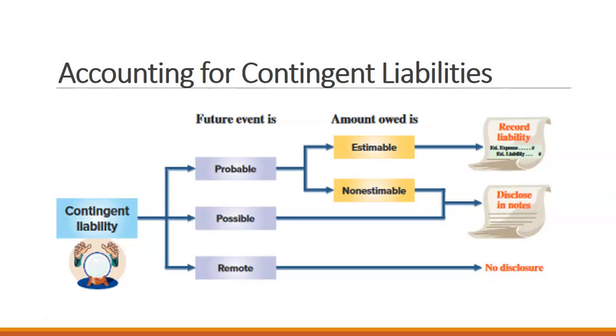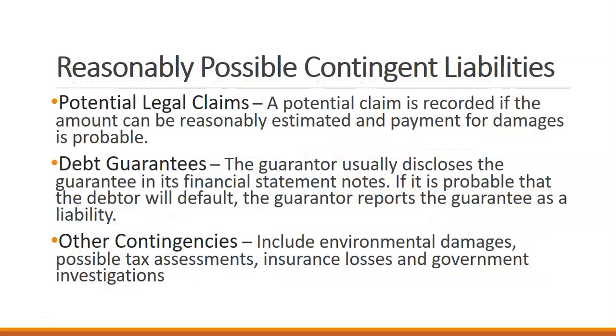However, if we're pretty sure that we're going to create a liability from this, but we can't estimate what the amount is going to be, then we're just going to disclose it in our notes. We also have, if it's possible that we could have a contingent liability from an event, we would just disclose that in the notes. And if it's a remote possibility that we're going to have a contingent liability, then we don't disclose it at all.